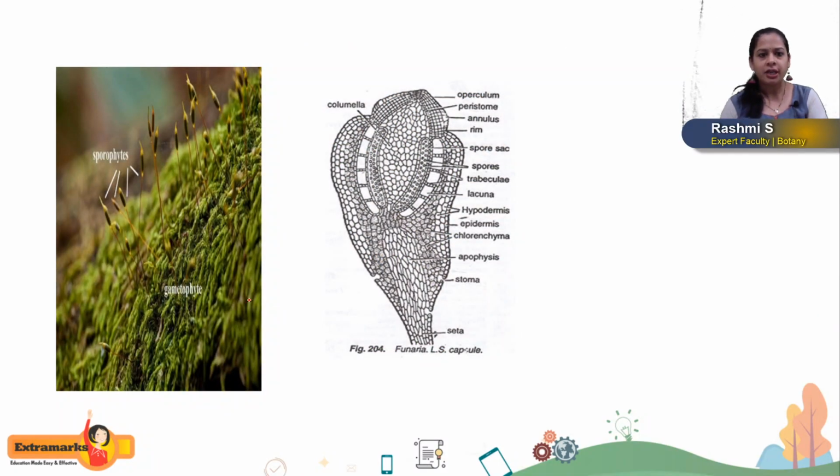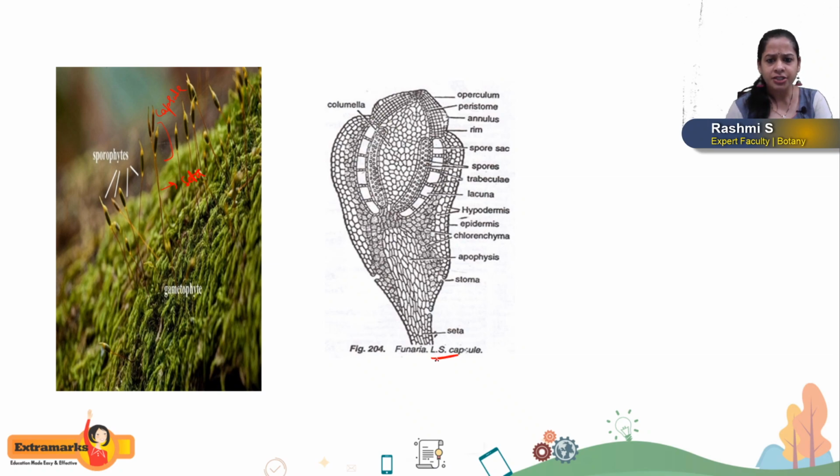In this picture we can observe how, in external view, the sporophyte looks on the gametophyte. They have a foot which is embedded in the gametophyte, a long stalk which is called the seta, and this is the capsule. You can also see the calyptra which is covering the capsule here. But here the calyptra is not there, it has already fallen off. The calyptra falls down after the maturation of the sporophyte.